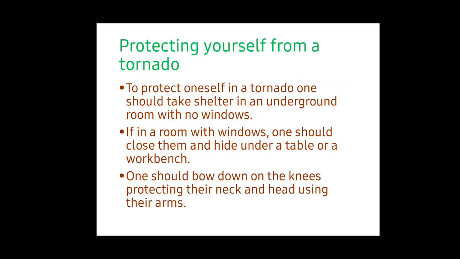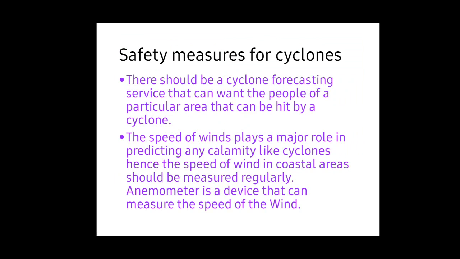Next, protecting ourselves from a tornado. To protect oneself in a tornado, one should take shelter in an underground room with no windows. If in a room with windows, one should close them and hide under a table or a workbench. One should bow down on the knees, protecting their neck and head using their arms.